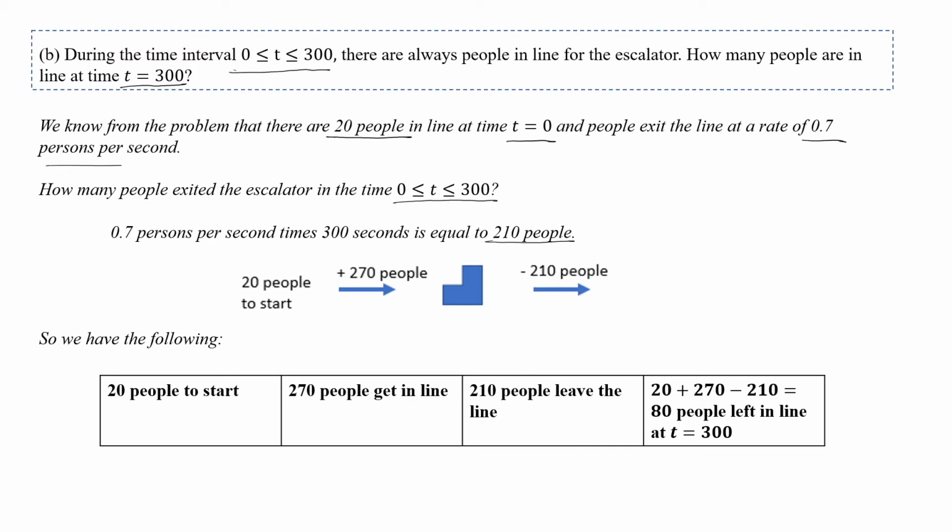So here's the situation. We've got 20 people to start, plus 270 people who got on to our escalator, minus 210 people who got off. So 20 people to start, plus 270 people who get in line, minus 210 people who leave. All that is going to give us 80 people left at t equals 300.